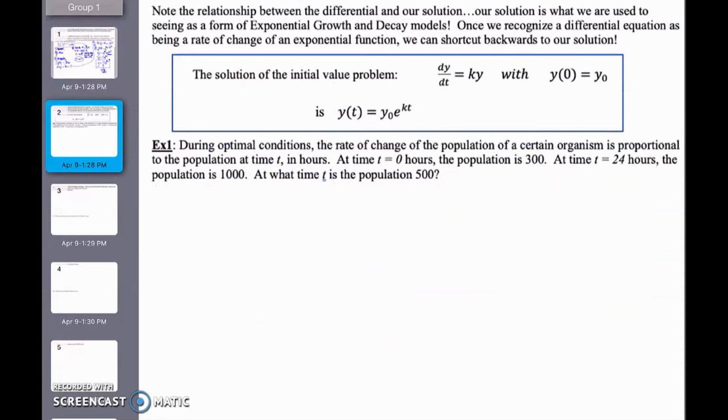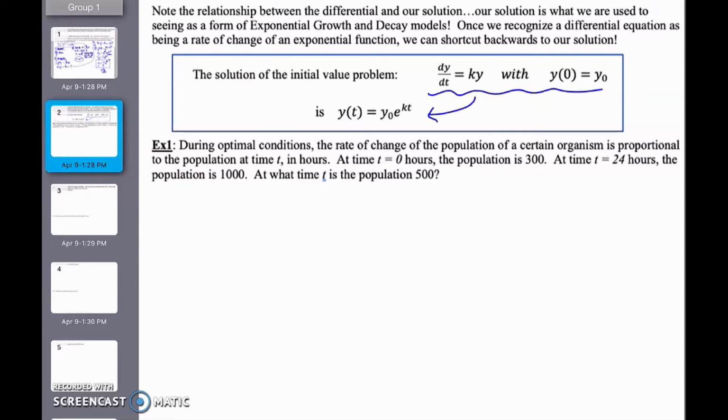The next page just illustrates this rule, the relationship between the differential equation and our solution. Our solution is what we're used to seeing as a form of exponential growth and decay models. Once we recognize a differential equation as being a rate of change of an exponential function, we can shortcut backwards to our solution. So as long as you remember that relationship, you get to skip the work we just did in the previous screen. You get to take this and go right to that, because we just proved that that relationship is always going to be the case.